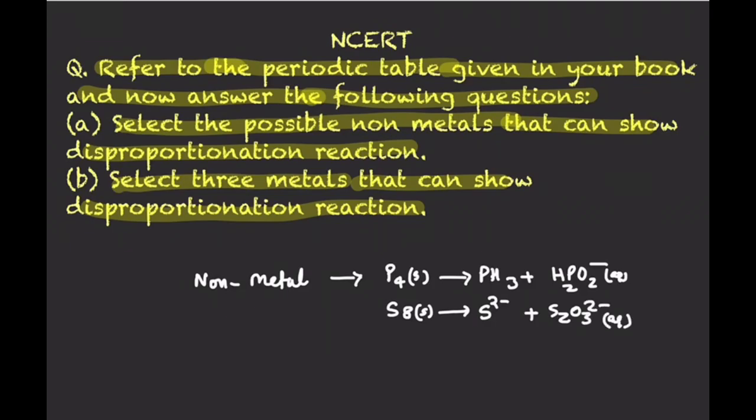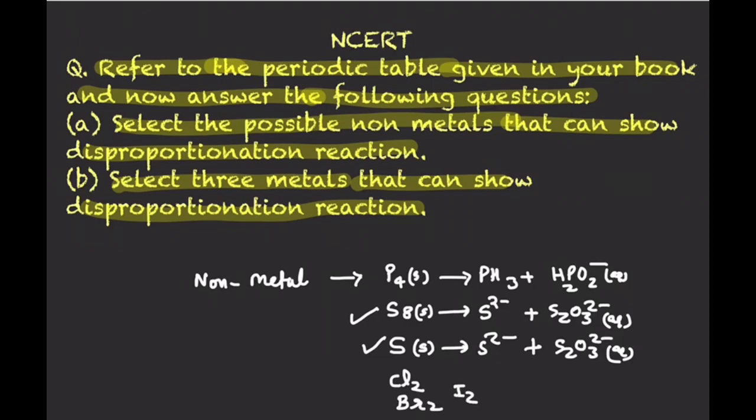The same reaction in NCERT, if you see, they have written as solid state converted into sulfide ion plus thiosulfate ion. There is no problem while balancing and calculating equivalent weight by using this reaction or that reaction. So sulfur undergoes a disproportionation reaction. Again, all the halogens except fluorine, that is chlorine, bromine and iodine, will undergo a disproportionation reaction to form halide ion and hypohalide ion, OCl minus or OBr minus or OI minus. So halide ion and hypohalide ion.